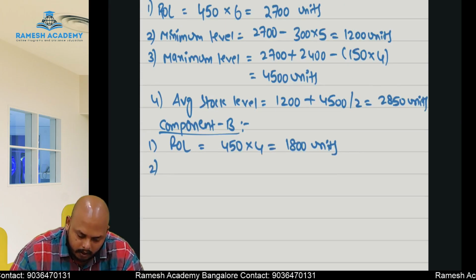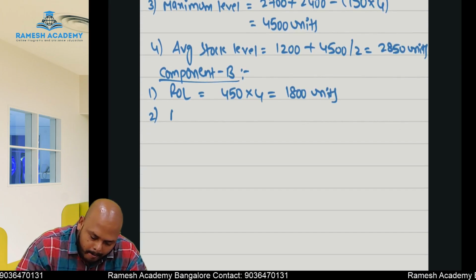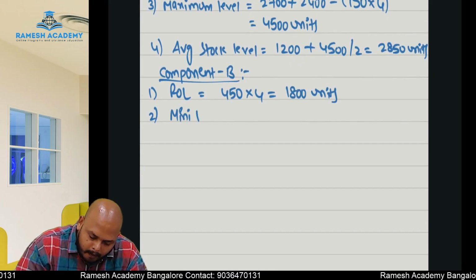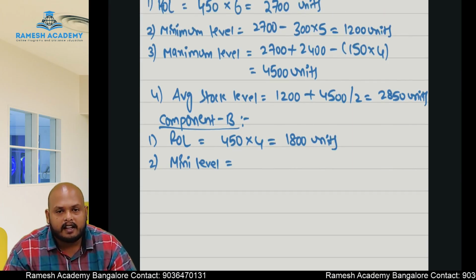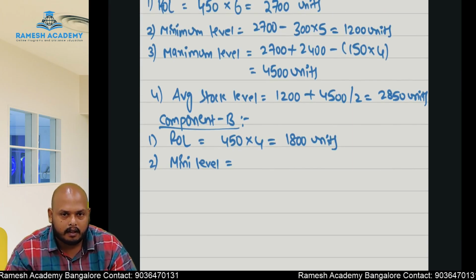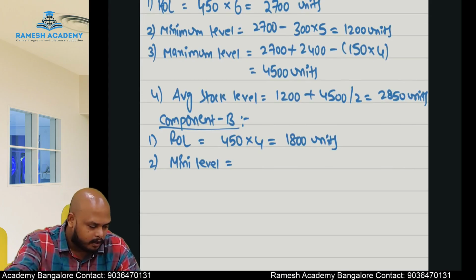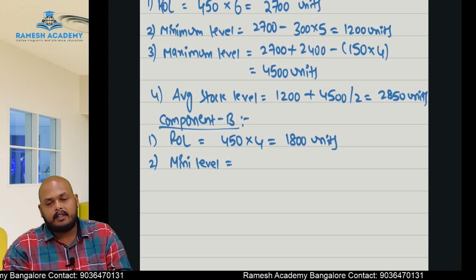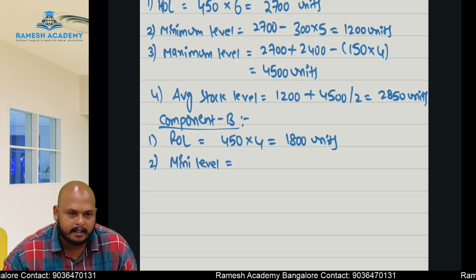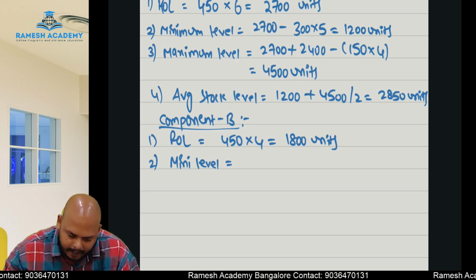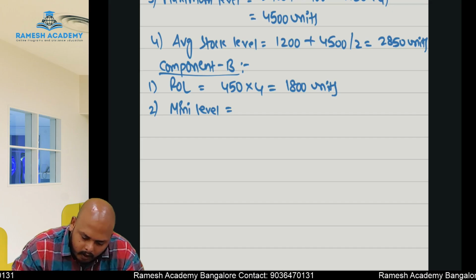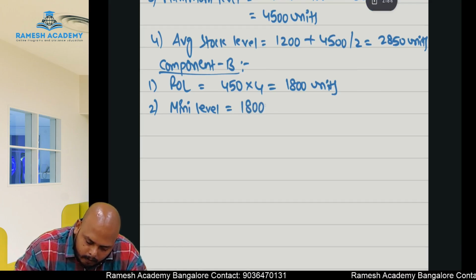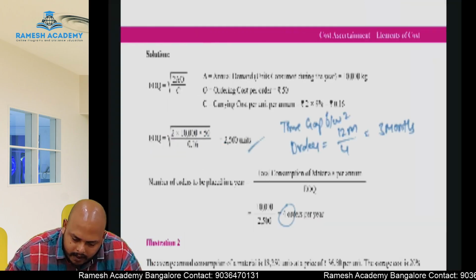1800 units, Nana. Second one, minimum level. What is the formula? Minimum level is equal to reorder level minus average consumption into average lead time. So what is the reorder level, Nana? Already we calculated here, right? So that is nothing but how much? 1800 minus average consumption into average lead time.